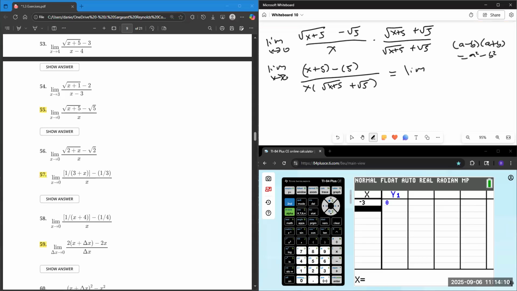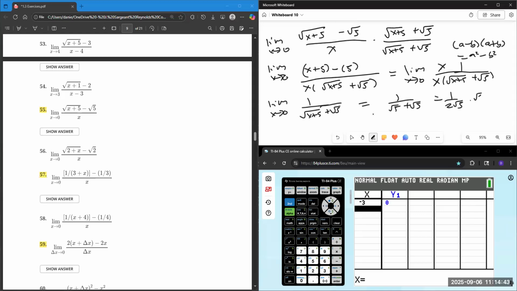This is going to be the limit as x approaches 0 of x over x times root x plus 5 plus root 5. And the x's will cancel each other out, leaving you with a 1 in the numerator. Limit as x goes to 0 of 1 over root x plus 5 plus root 5. When we evaluate, that will be 1 over root 5 plus root 5, or 1 over 2 root 5. Rationalize that if your teacher tells you to, by multiplying by root 5 over root 5 to get root 5 over 10.